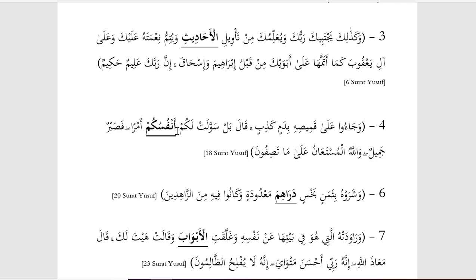Next one we have darahim. Now this one's interesting because, at least in the dictionary, we don't have a verb for it. So if you looked under dal ra ha, then you'll find dal ra ha mim, which is dirham, which is a piece of silver, and then darahim is the plural of that.